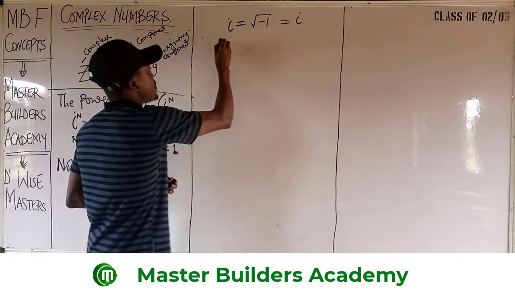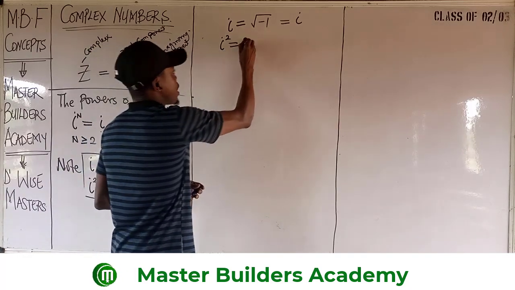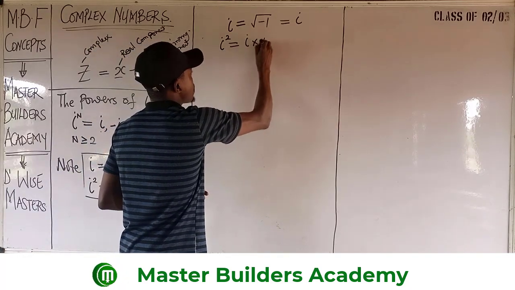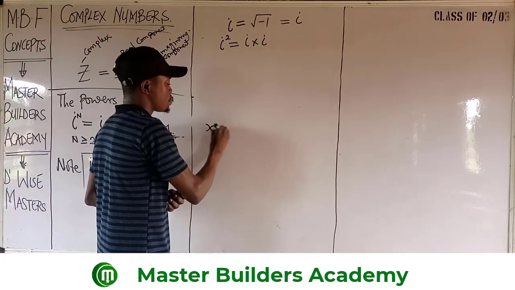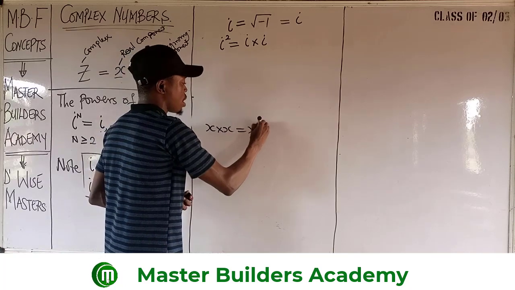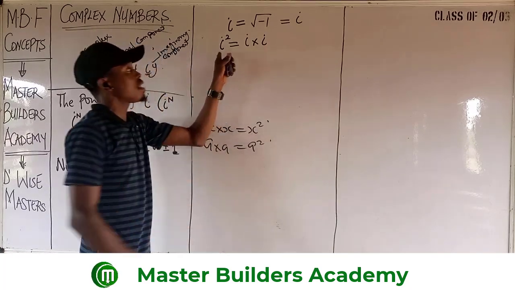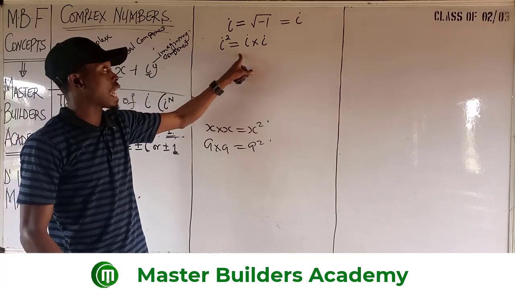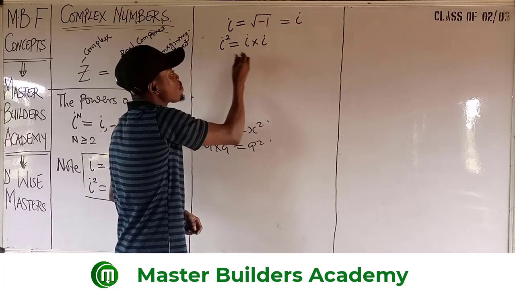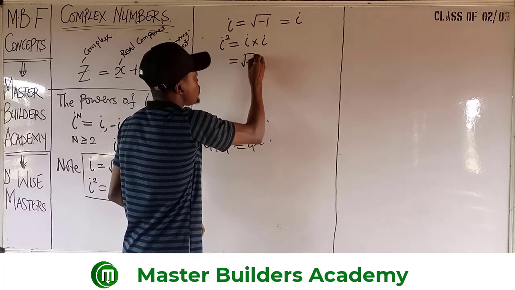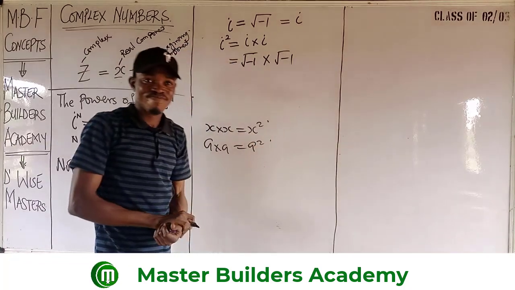So then we have i squared is equal to, mathematically, i times i. You understand? Just the same way, if you have x multiplied by x, you have x squared, or if you have a multiplied by a, you have a squared. The same thing: i squared is the same thing as i multiplied by i. Of course, I know that this i is the square root of minus 1 multiplied by the square root of minus 1.